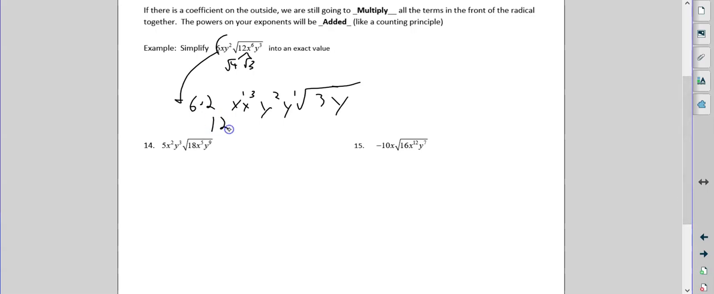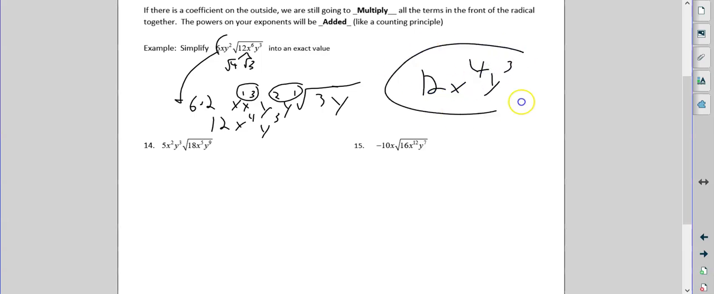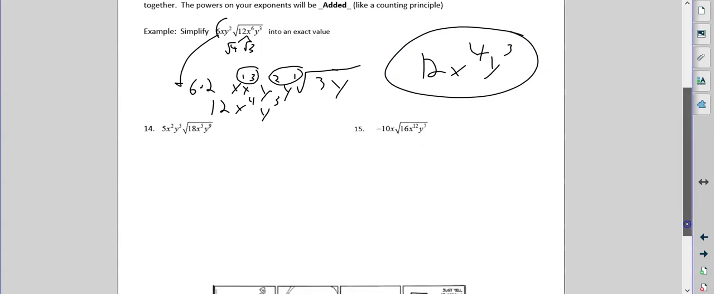6 times 2 is 12. X to the 1 times x to the 3, add them, x to the 4. And y to the 2 times y to the 1, add them, y to the 3. And there's my final answer: 12 x to the 4th y to the 3. Okay, a couple more.